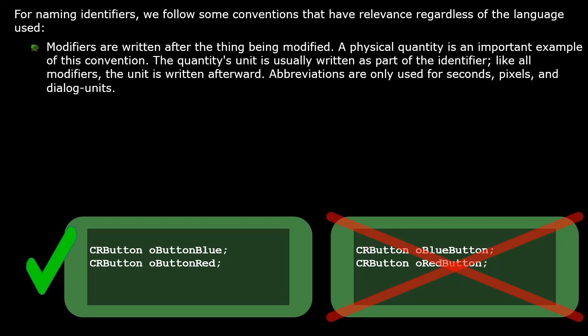Following this convention produces a nice effect when you have a group of many identifiers which are written in alphabetical order. In that situation, all of the buttons will become grouped together.